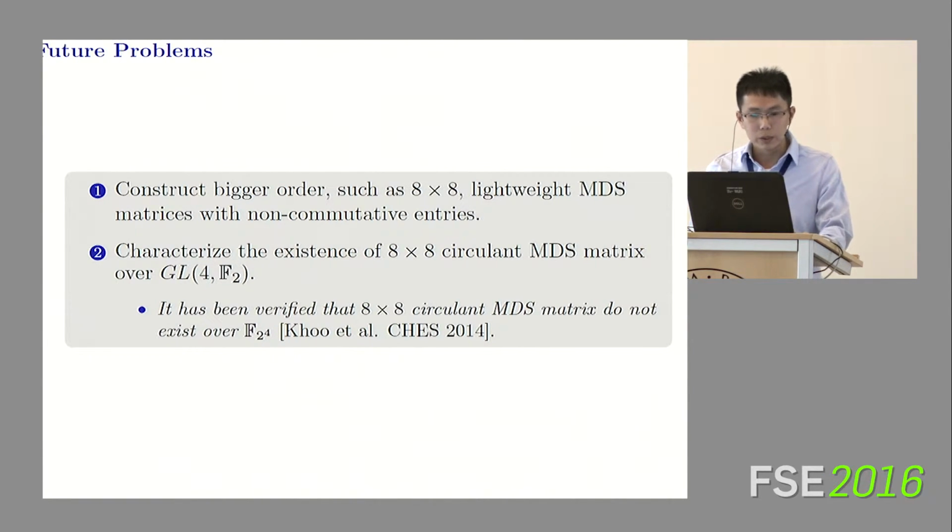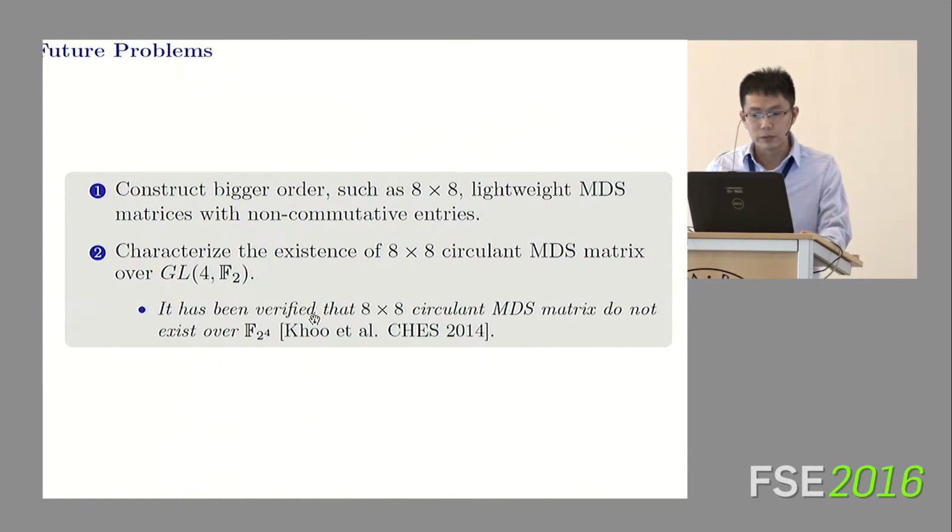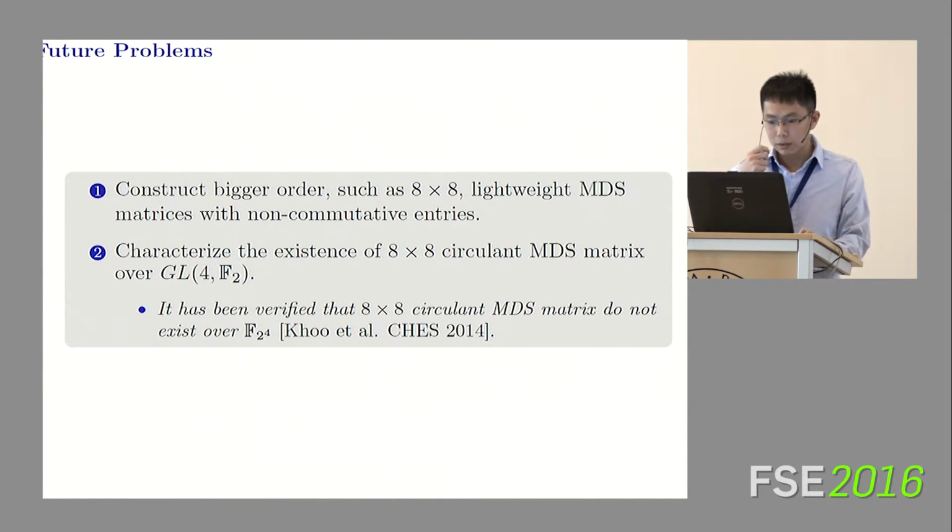At last, we would like to propose some problems that need further study. The first one is to construct bigger order lightweight MDS matrices with non-commutative entries. The second one is that there are some other matrices that have been proved not to exist over finite fields. For example, it has been verified that a circulant MDS matrix of order 8, when the elements are chosen from the finite field with 16 elements, does not exist.